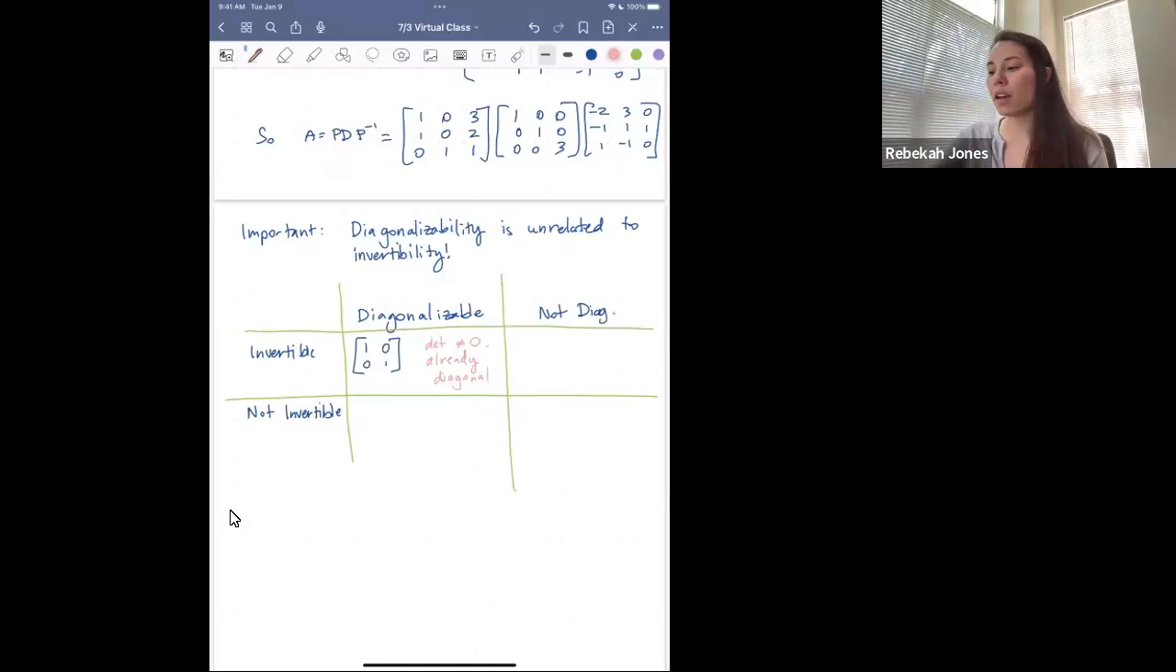Also, we have this example. So this will be diagonalizable because, again, it is already diagonal, but here the determinant is equal to 0, so not invertible. Right?